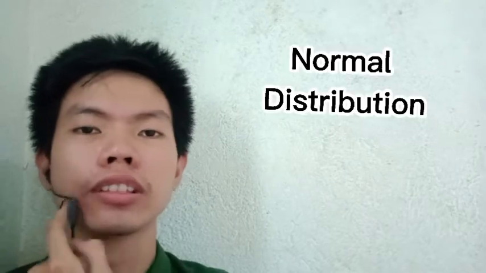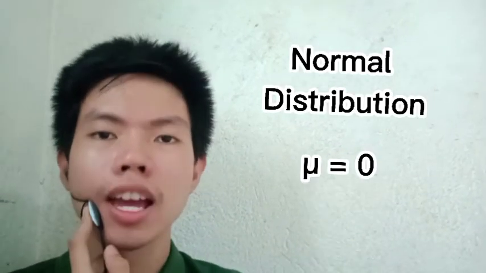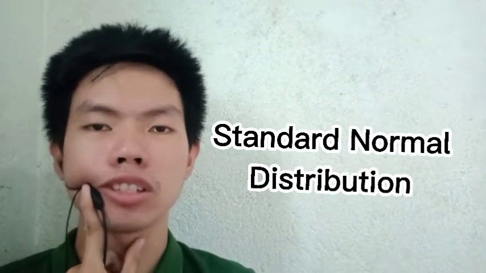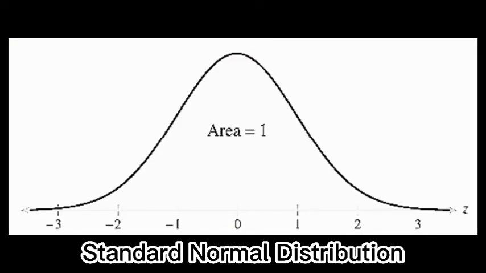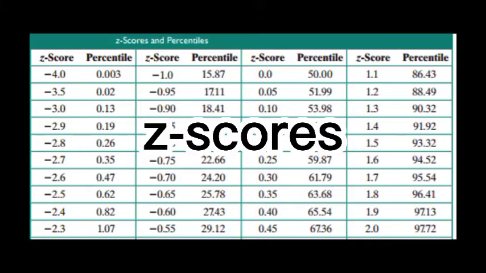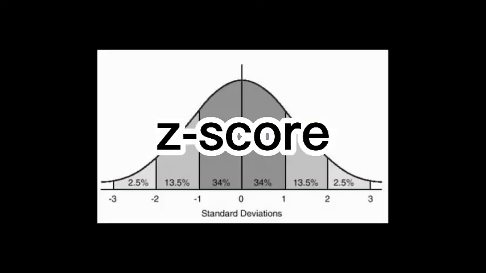So let's proceed to the standard normal distribution. There are infinitely many normal distributions, each with its own mean and standard deviation. The normal distribution with a mean of 0 and a standard deviation of 1 is called the standard normal distribution. The horizontal scale of the graph of the standard normal distribution corresponds to z-scores. A z-score is a measure of position that indicates the number of standard deviations a value lies from the mean.